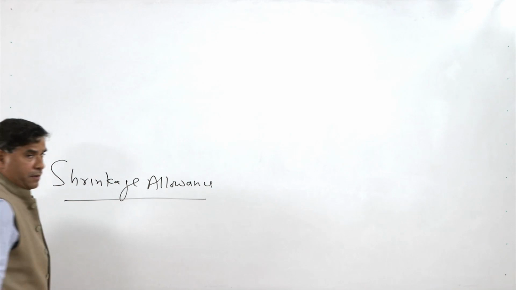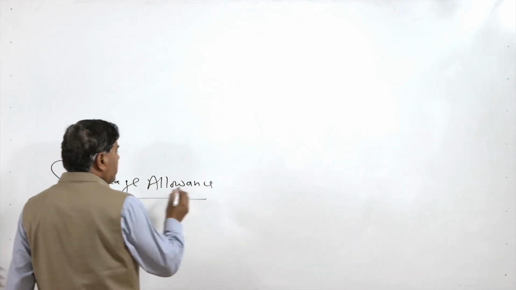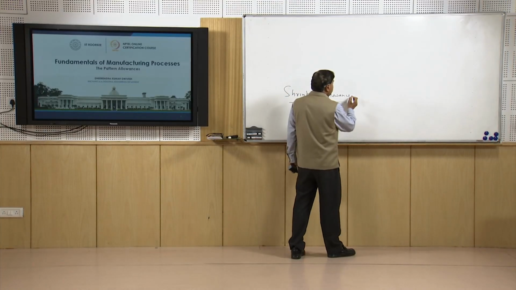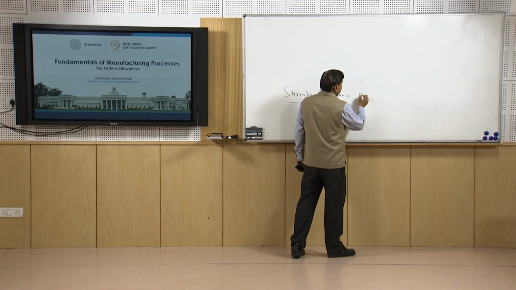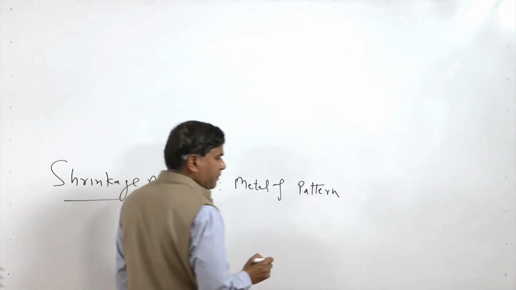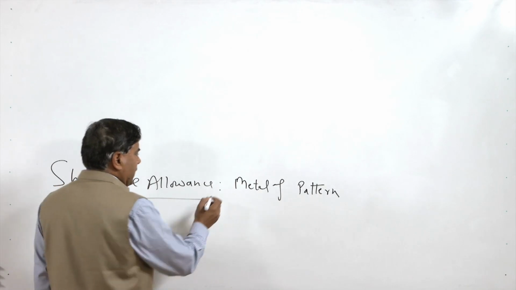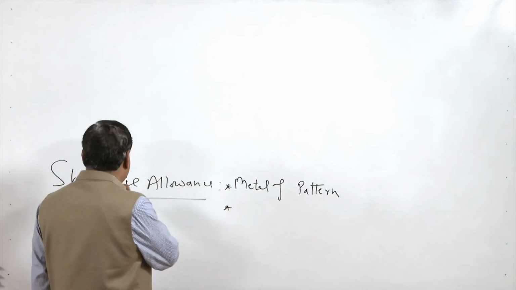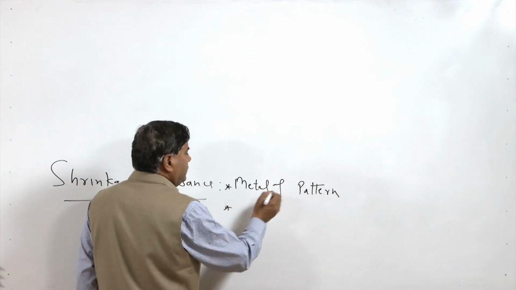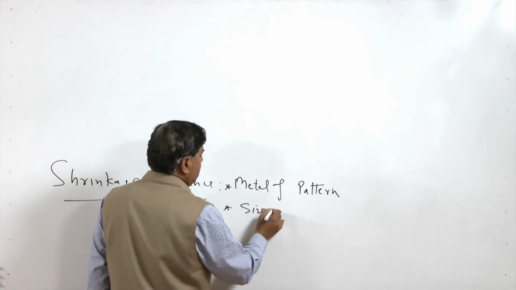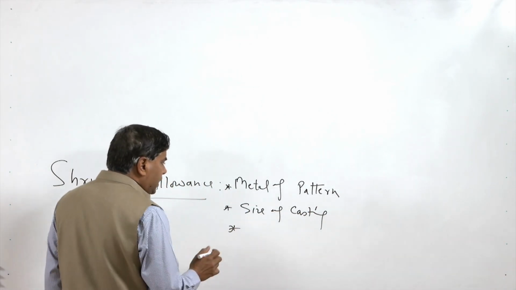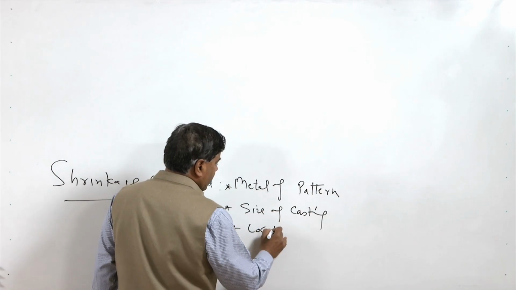Which is given to the pattern. Although it depends, the total magnitude of the shrinkage allowance will depend finally on the material of the pattern, meaning what material is to be used, whether it will be made of wood or of metal. Another factor that affects the allowance is the size of the casting or its component or section.